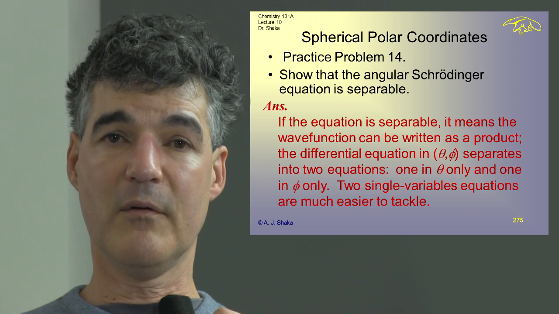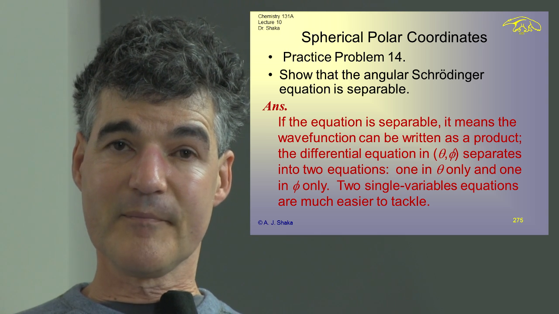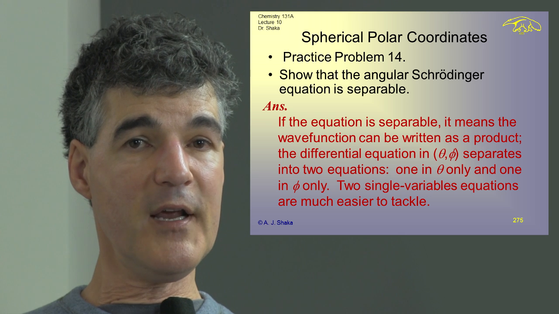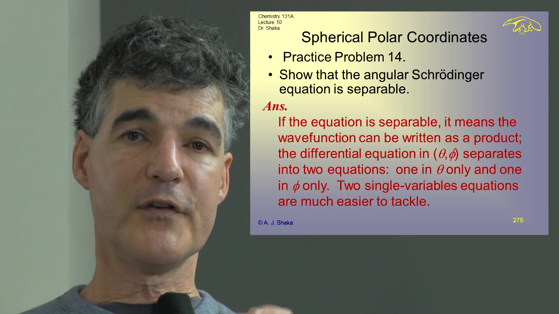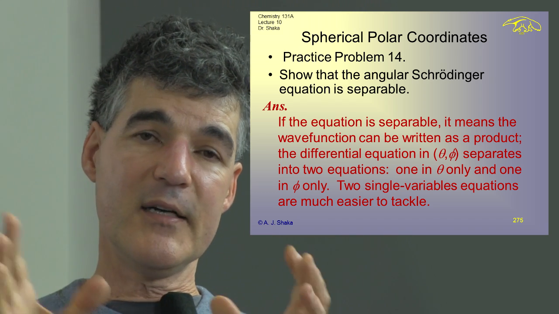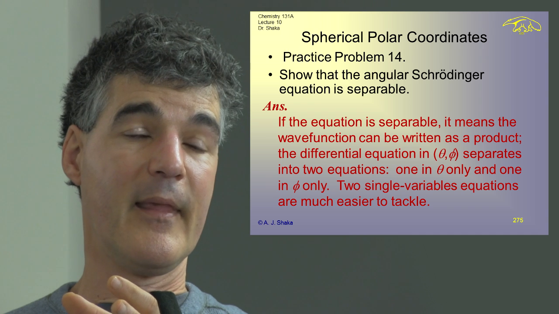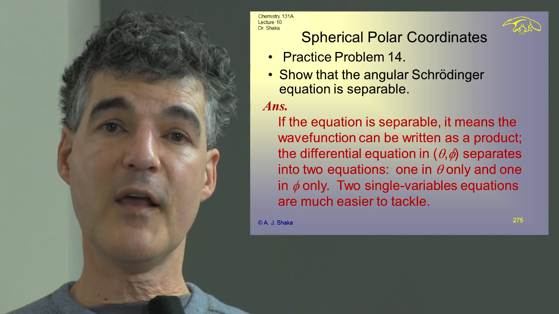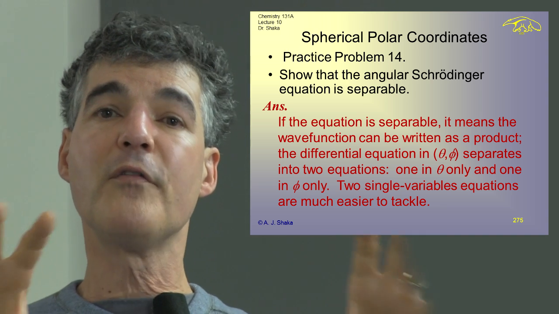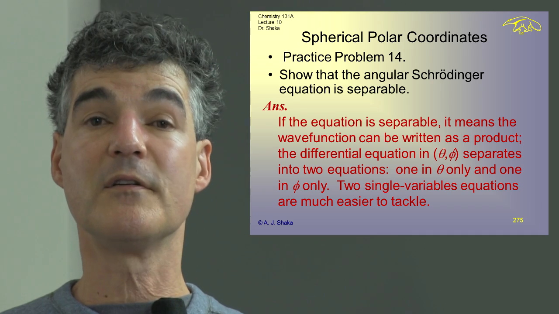Okay, here's what we got to show. It's separable if we can write the solution as a product, and if we want to prove that, what we have to do is rearrange the equation so that we have two terms, one of which only depends on theta, plus or minus something, another term that only depends on phi, is equal to a constant. And then we make the same argument. If we fix theta and change phi, if it's a constant, that means that both of them are constant. Otherwise, that wouldn't work. And that means that we can do a one-dimensional equation for each one.